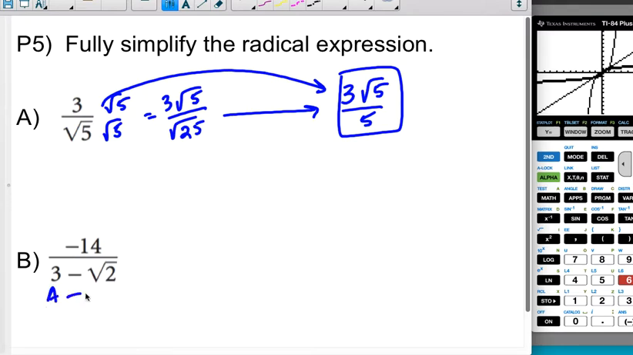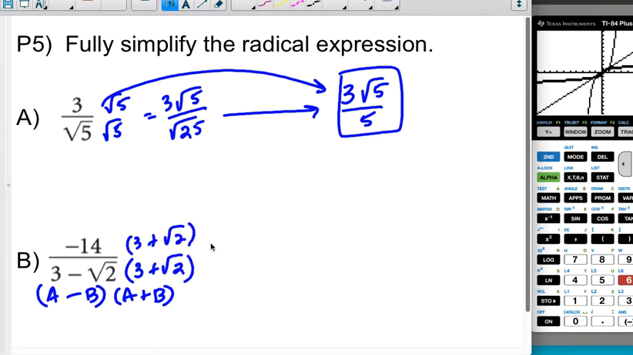When I get down to b, I have a minus b here. So what I need to do to create a difference of squares is multiply by a plus b. So I'm going to multiply both the top and the bottom by 3 plus root 2, right? And when I do that, the top is going to be a negative 42 minus 14 root 2. I can't multiply the 14 into the root 2.